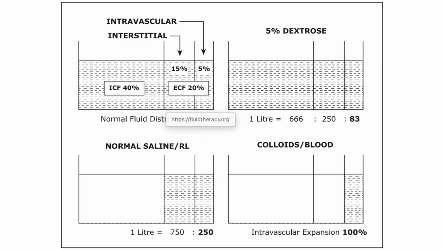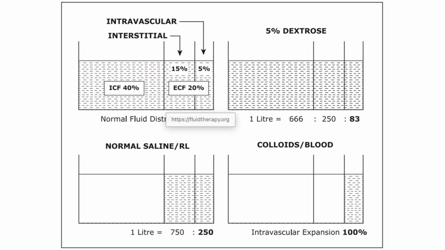This is a schematic representation. In our body, we have 60% fluid and 40% dry weight. If we divide the 60% fluid, it can be divided into 40 and 20. That is, 40% of the fluid remains in the intracellular compartment, while the remaining 20% remains in the extracellular compartment. Out of this, 5% remains in the intravascular and 15% in the interstitial compartment.